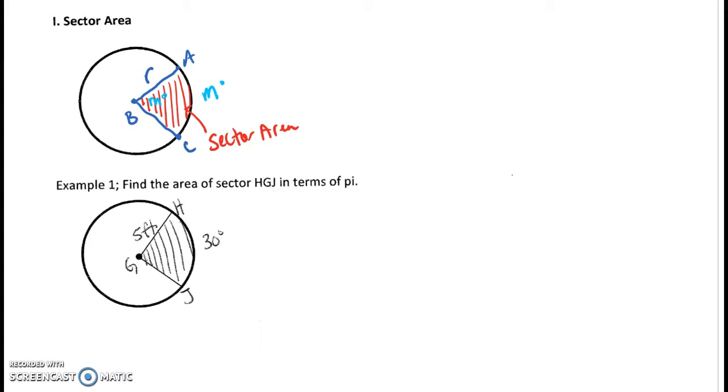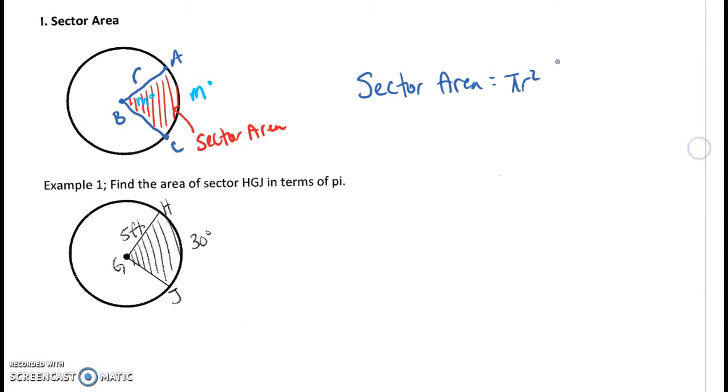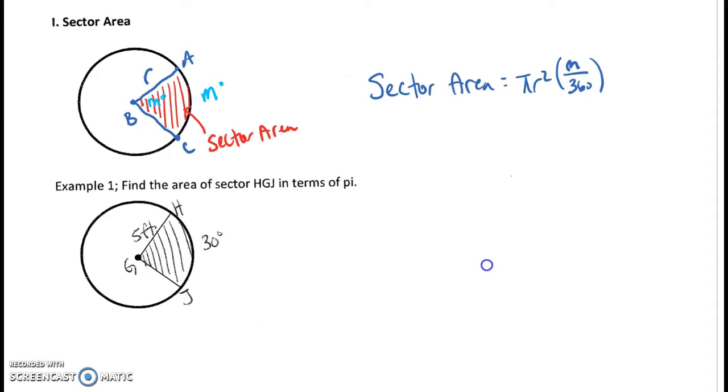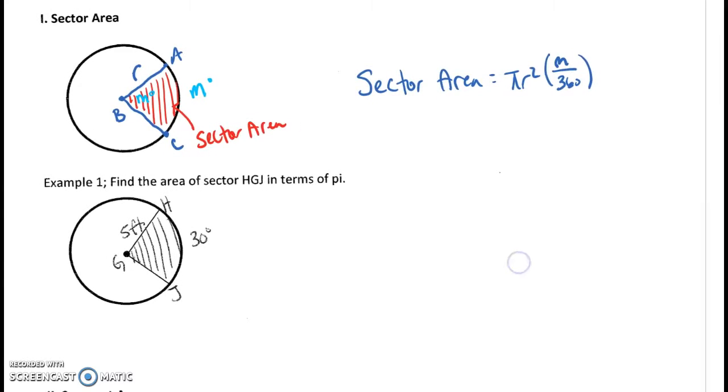All right? And sector area is one simple formula, pi r squared, which is the area of a circle, right, times m over 360. And that's going to tell us what portion of that 360 degree circle are we actually calculating. So again, it's the area of the circle, pi r squared, and then times just the piece we want, so m over 360. Okay? So take a look at example 1.